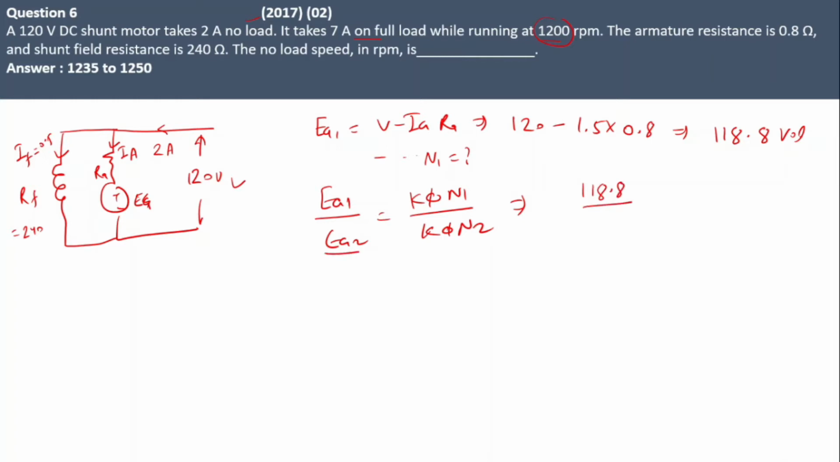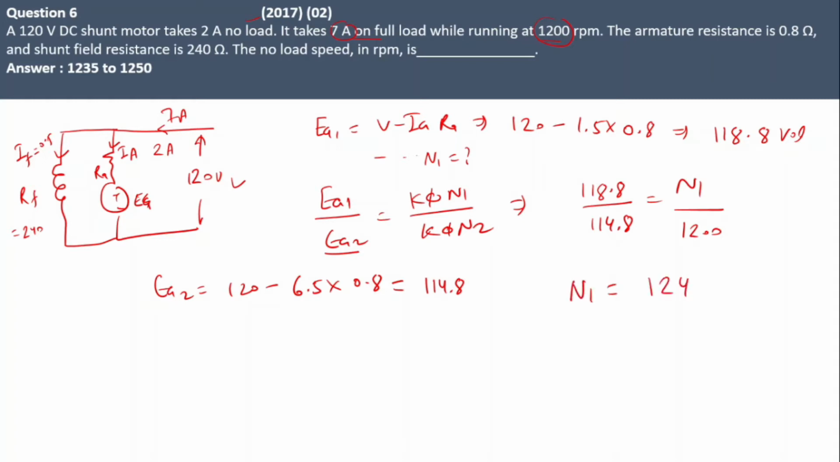You have to find out Ea2. Ea2 is back EMF at 7 amps. So Ea2 equal to 120 minus 7 amps minus 0.5, so here Ia is 6.5, into 0.8. You will get 114.8. So 118.8 by 114.8 equal to N1 by N2, and you have to find out N1. N2 is how much? 1200 rpm. So easily you will get N1 equal to 1241.81 rpm. Okay, this is the answer.